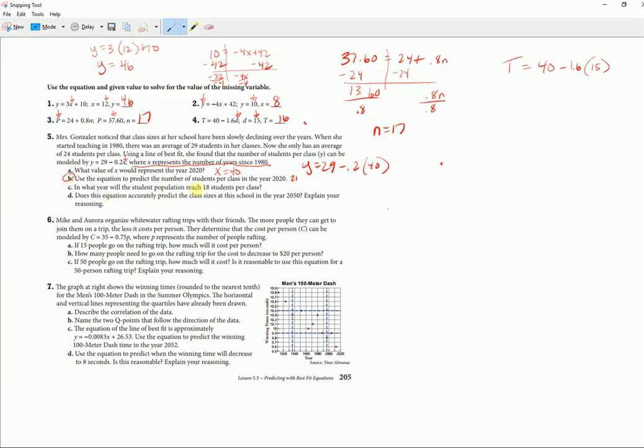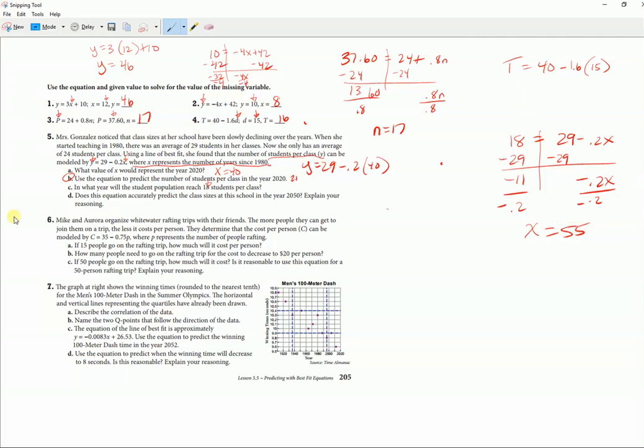In what year will the student population reach 18 students per class? I go back here, and the y variable is students per class. So now it's telling me to put 18 in for the y variable. So we'll say 18 is equal to 29 minus 0.2x. Make our math wall, minus 29, and I think this becomes negative 11, and this is still negative 0.2x. Divide by negative 0.2, divide by negative 0.2, and I think this is going to be 55.